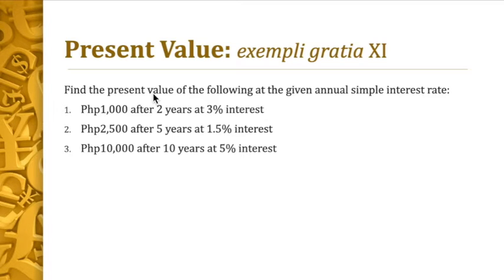Okay, I think you have the answer now. So let's have it. Using our formula F, this is our F, the first value. This is the T. This is the R. So again, our formula is F over 1 plus RT.